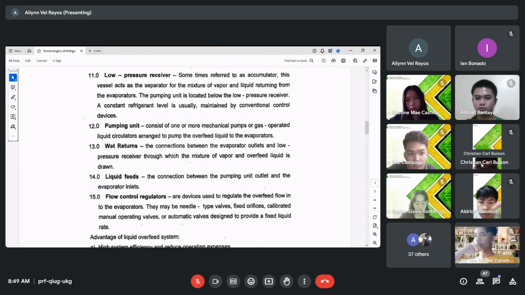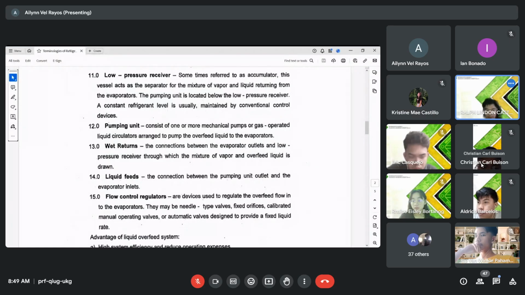Flow control regulators are devices used to regulate the overfeed flow into the evaporators. They may be needle-type valves, fixed orifices, calibrated manual operating valves, or automatic valves designed to provide a fixed liquid rate.